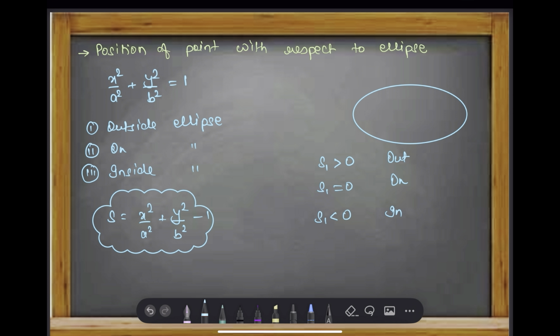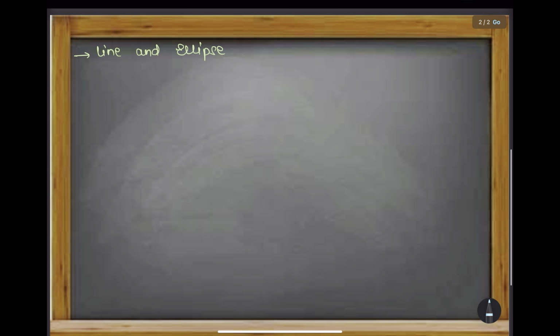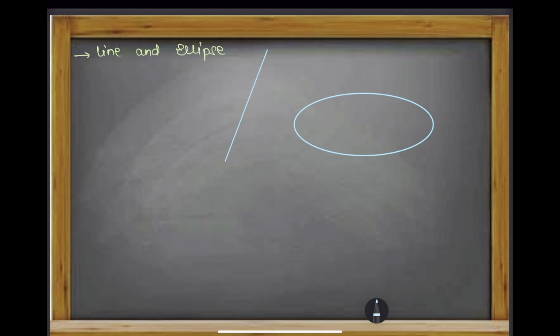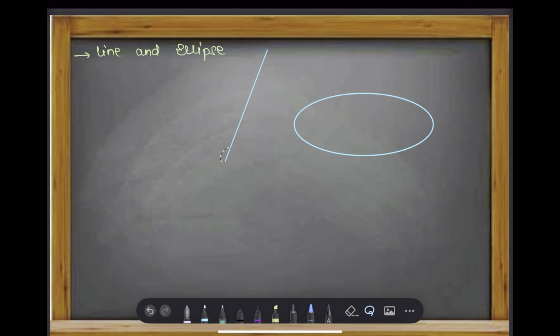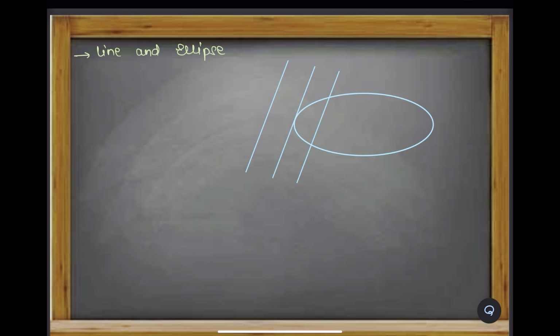Now we will try to understand the situation of a line and the ellipse. They will be providing you one ellipse and one line. Suppose this is the line. Can your line take this situation? That is one touch. And can your line take this situation? Two cuts.